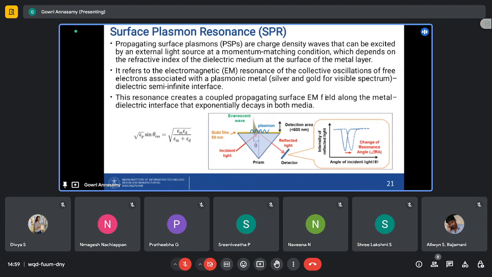This is called surface plasmon resonance, and this particular configuration which I have showed you in the figure, the prism and the gold film, and then you have the analytes of interest or the biosample. This is called Kretschmann configuration, where we observe the changes in the resonant angle of the particular wavelength for detecting the biomolecules of interest.